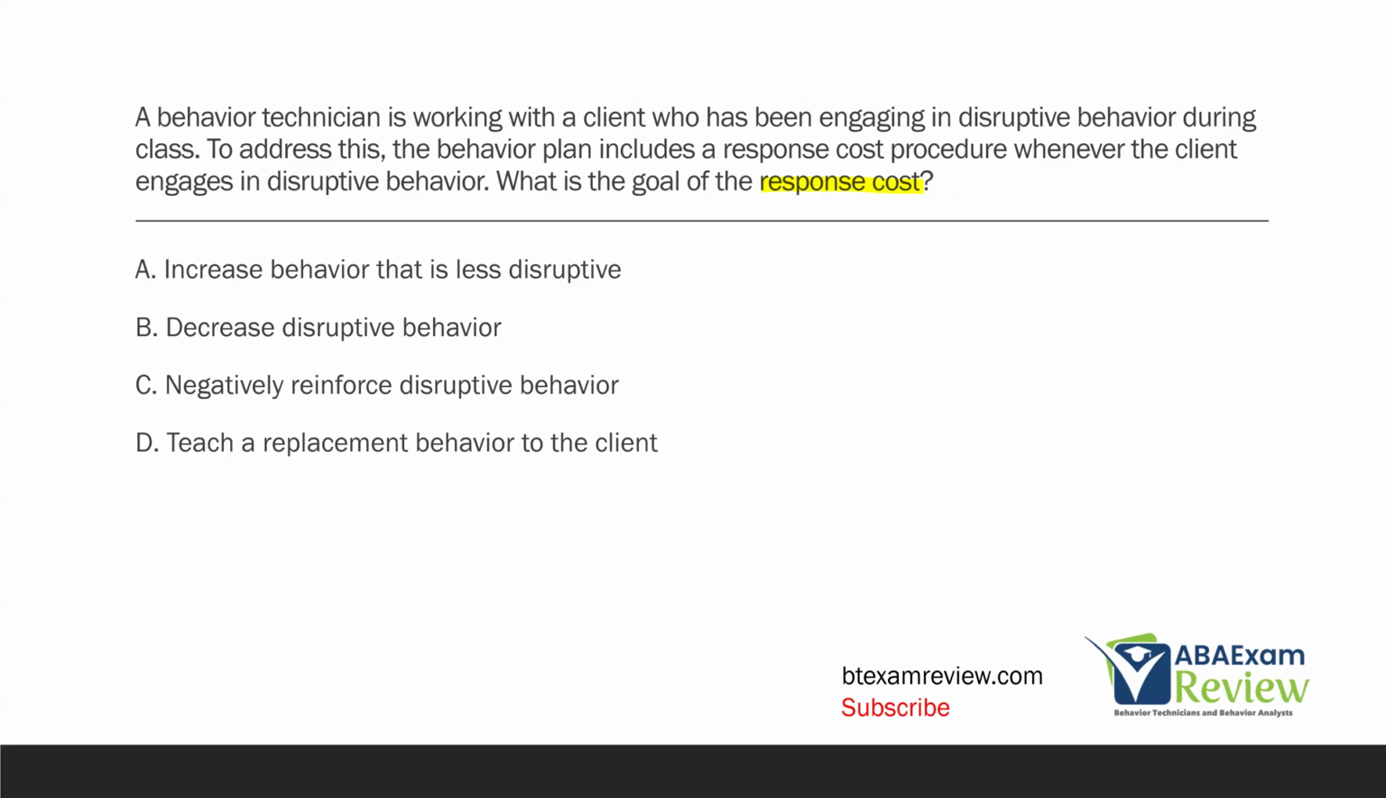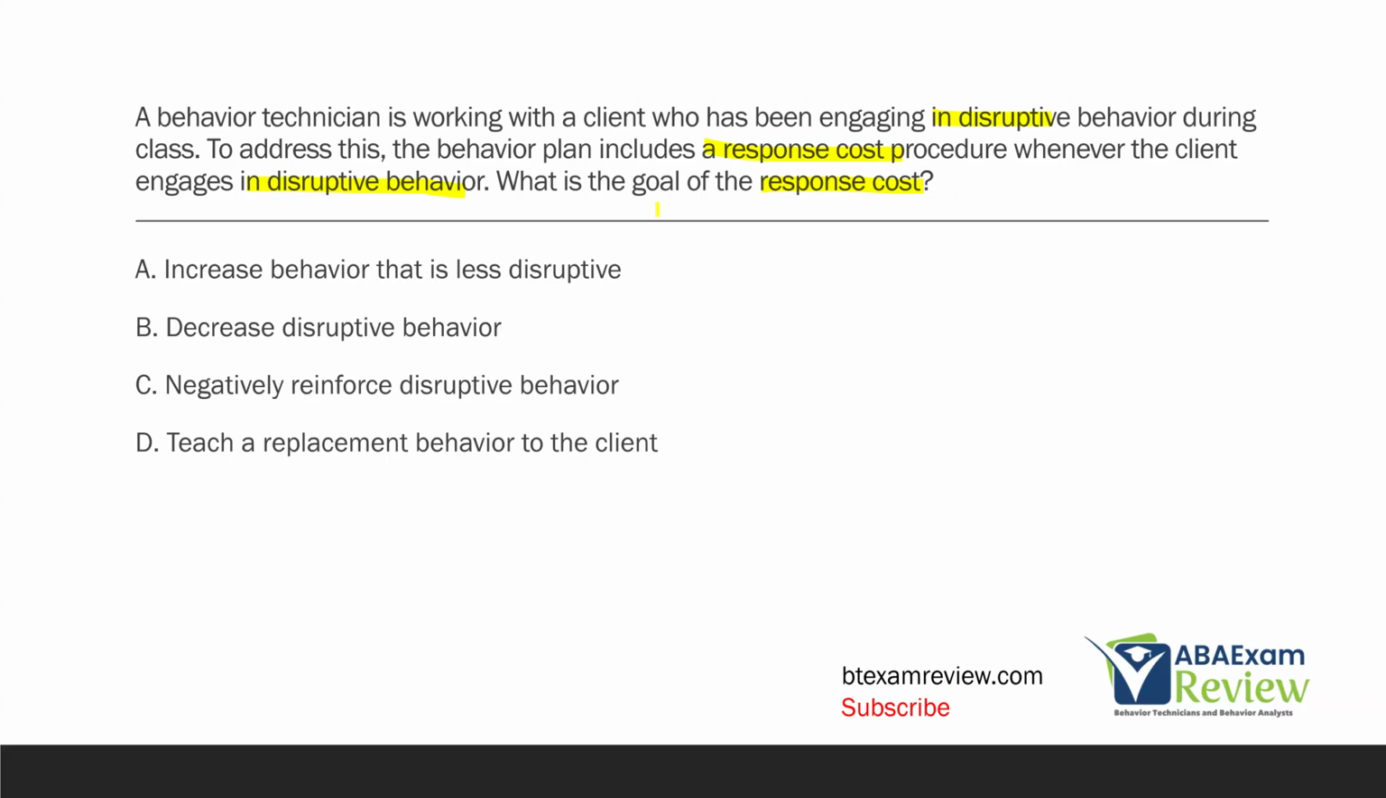So with the contingency: if you do this behavior, I'm going to remove this reinforcer. In this case, the client is disruptive during class. And so the plan says whenever the client is disruptive, we're going to remove something with the response cost. So what is the goal of a response cost? Well, a response cost is a punishment procedure. So with any punishment procedure, the goal is reduction.